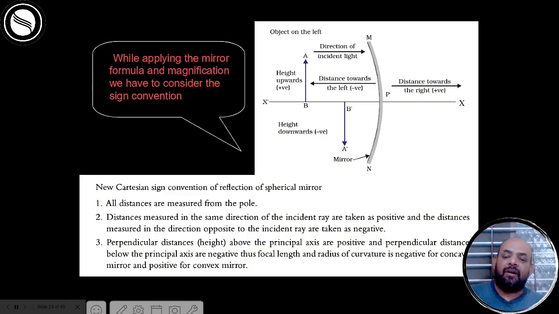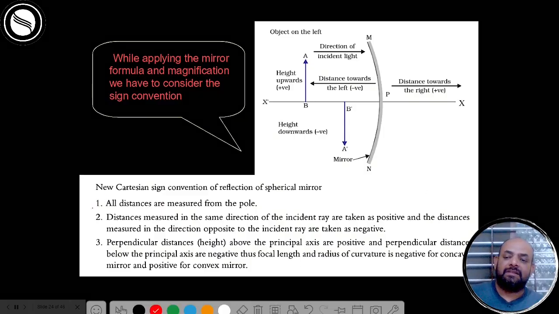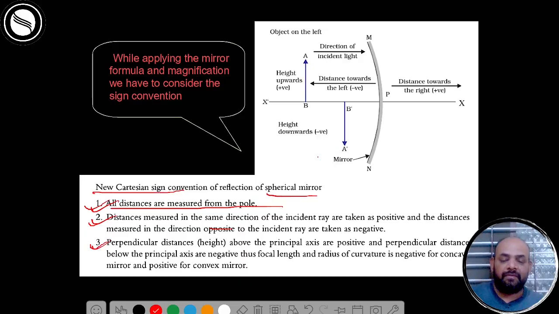Without this sign convention, we cannot proceed. This is given in your NCERT book, and they have defined that all distances are measured from the pole, and distances measured in the same direction are taken with the same sign. Okay, this is not in 10th. This is the sign convention which you will get in 12th. In 12th also we have the same chapter, light. There also we have to study about the sign convention, because we have to apply the mirror formula, 1 by v plus 1 by u equal to 1 by f, and magnification minus v by u.